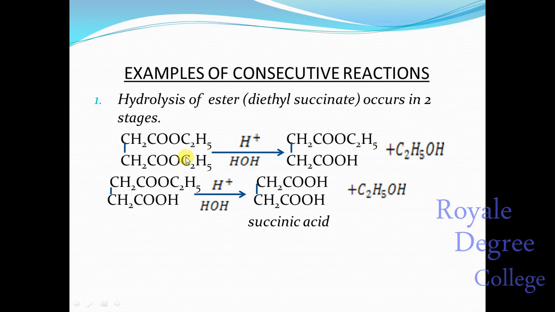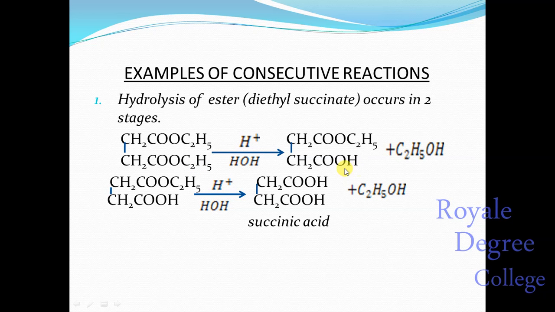First of all, we are taking diethyl succinate. In the presence of acid, the hydrolysis reaction will take place. Water we are adding to that. So what will happen from this side? C2H5 comes out, reacting with OH of the water molecule, and we get the side product ethyl alcohol. And the hydrogen from the water molecule is substituted in place of the ethyl group.